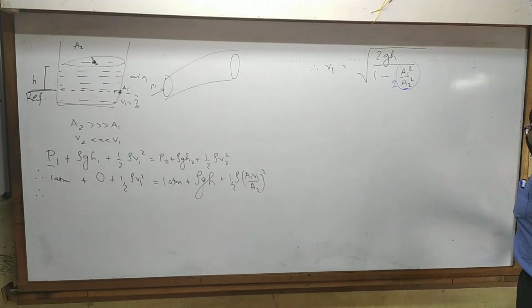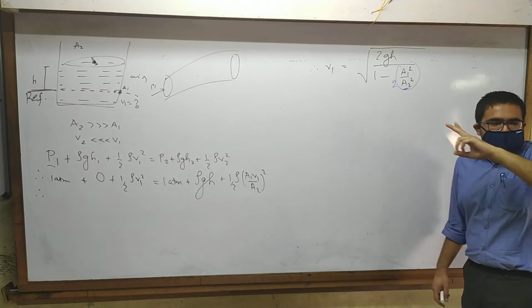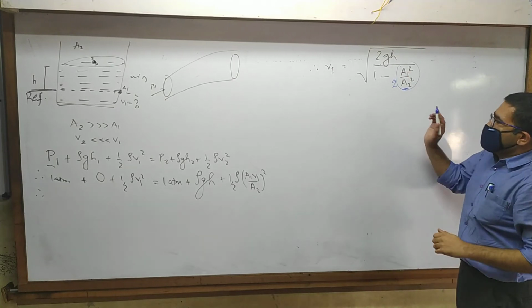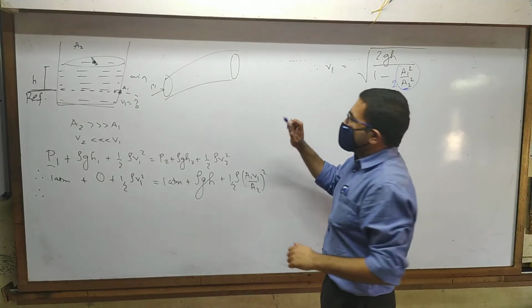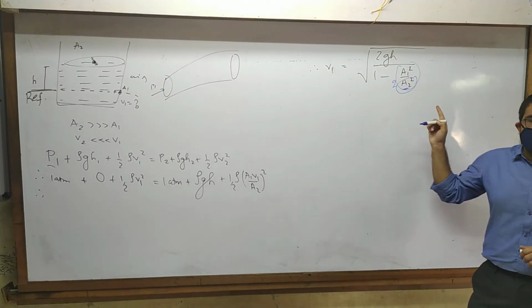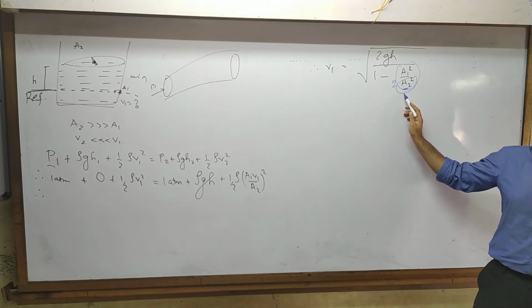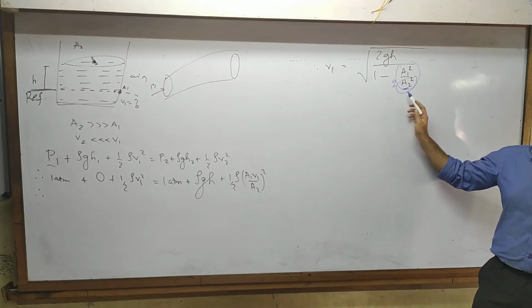So what I mean to say is, it is impossible that A1 and A2 can be interchanged. If there is confusion, check one thing. Which is bigger, that area will go in the denominator. Yes or no? Whichever is the bigger area, that must go in the denominator. Otherwise, you have made a mistake.